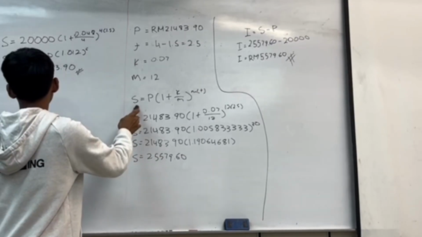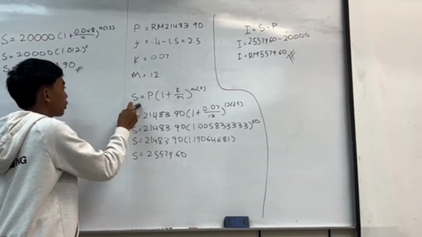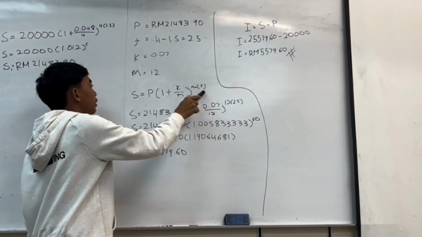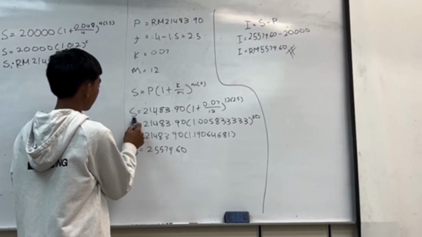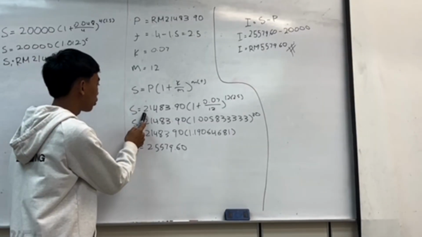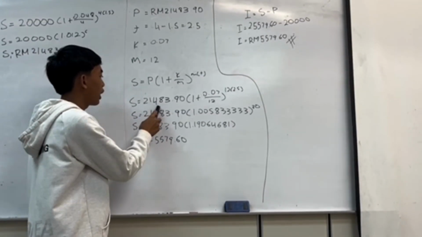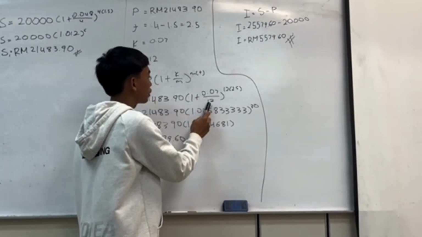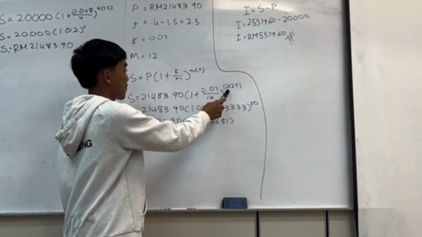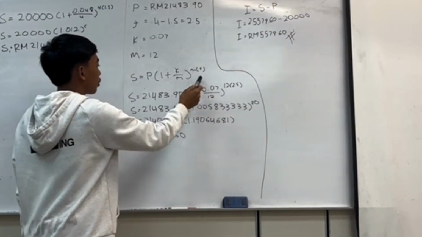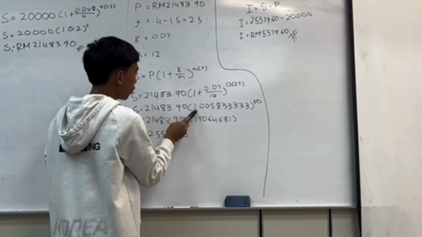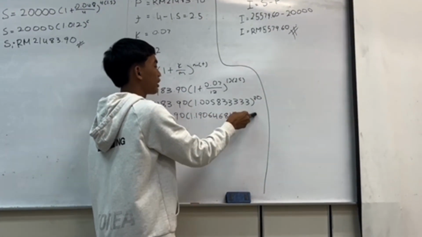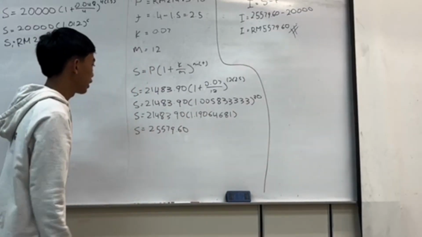We use the same formula from this: S equals P in bracket 1 plus K over M, power of M times T, and I equals S minus P. S equals 21483.90 in bracket 1 plus 0.07 over 12, power of 12 times 2.5. After we calculate this, we got 1.00583333.